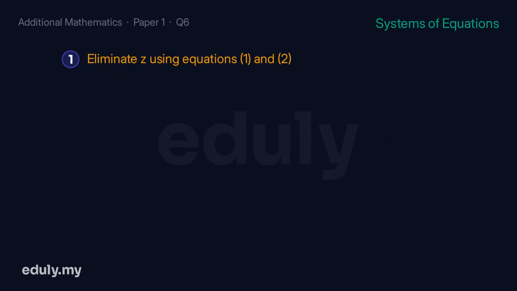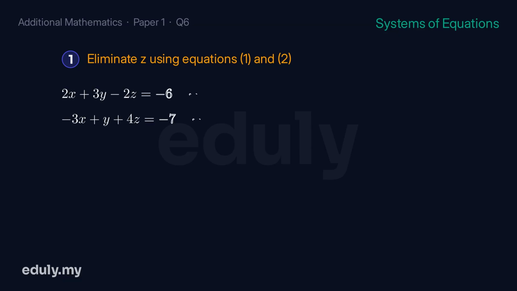Step 1. We want to eliminate z from equations 1 and 2. Equation 1 has negative 2z. Equation 2 has positive 4z. If we multiply equation 1 by 2, its z term becomes negative 4z, which cancels perfectly with positive 4z in equation 2.